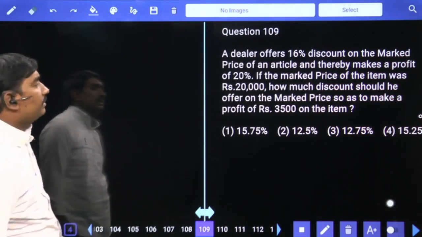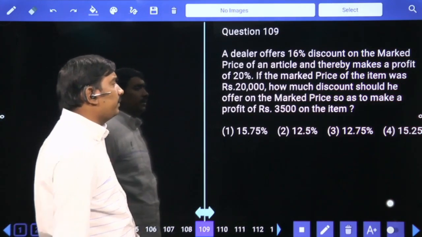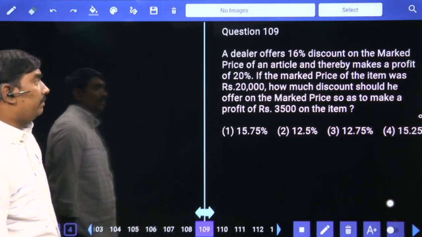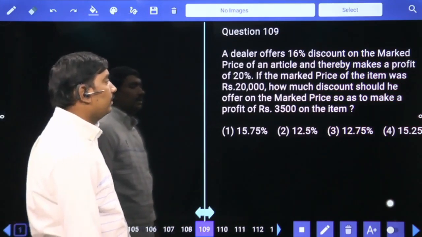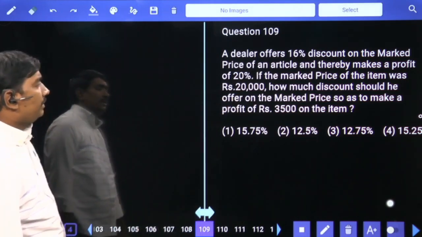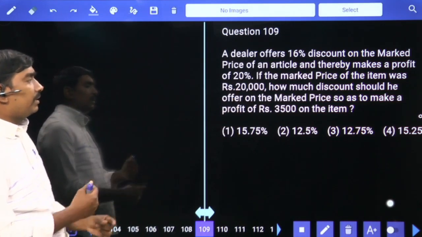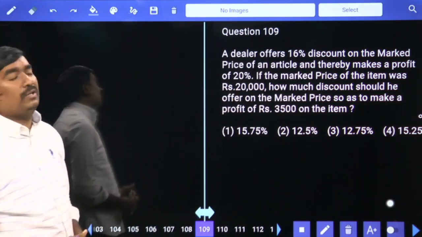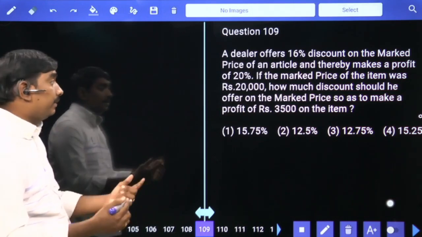A dealer offers 16% discount on the market price of an article and thereby makes a profit of 20%. If the market price of the item was 20,000, how much discount should he offer on the market price so as to make a profit of 3,500 on the item?